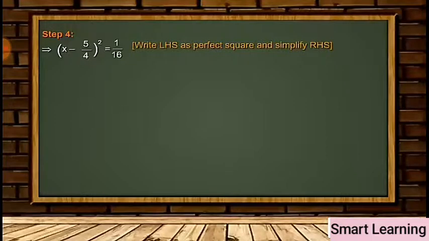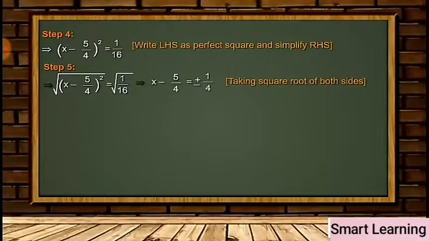In step 4, write the left-hand side as a perfect square using the identity (a + b)² = a² + 2ab + b², and simplify the right-hand side. We get (x − 5/4)² = 1/16. In step 5, taking the square root on both sides, we get x − 5/4 = ±1/4. In step 6, solve for x once taking the value of RHS as positive and then as negative.